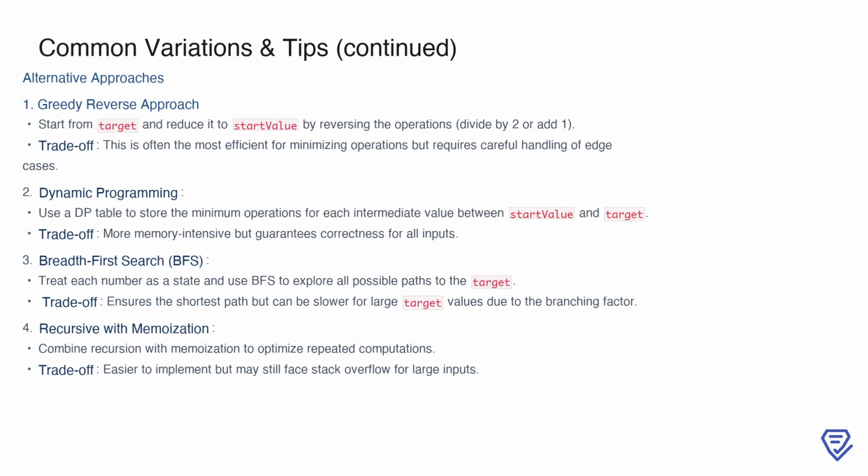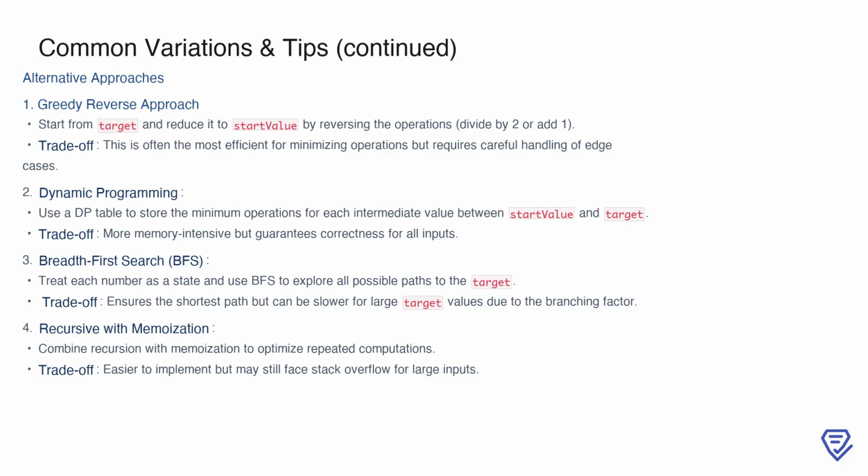Lastly, let's explore some alternative approaches to solving the problem. The greedy reverse approach is one of the most efficient strategies, where you start from the target and work backward to the start value by reversing the operations, dividing by 2 or adding 1 as appropriate. While this method is fast, it requires careful handling of edge cases to avoid errors. Another option is dynamic programming, where you use a DP table to track the minimum operations needed for each intermediate value. Although this guarantees correctness, it can be memory intensive.